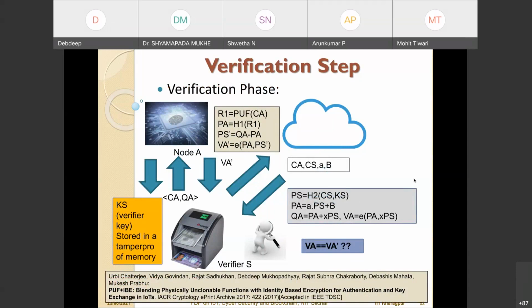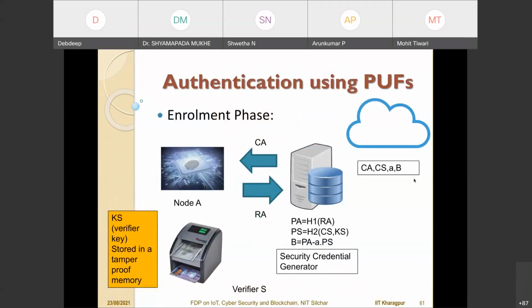So note that when you are interested, what you have stored in the cloud is this input CA, and this input CS.